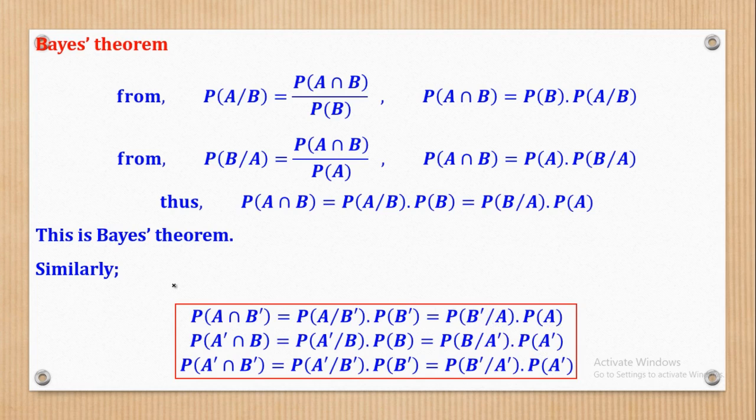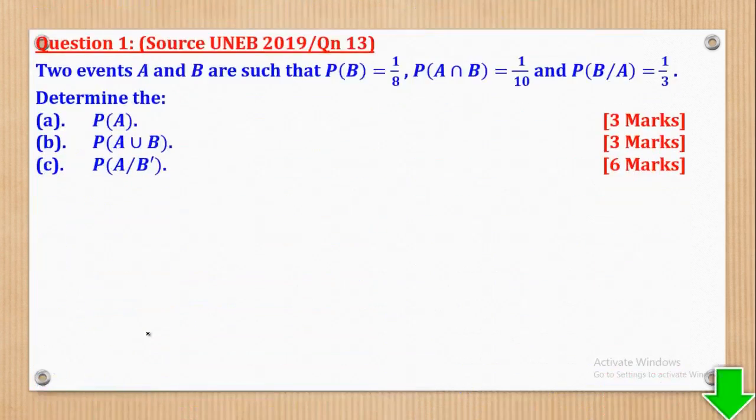So now that we have mastered these formulae, we shall now see how we can use them to answer the question. So the first question came from UNEB 2019, paper 2, question 13, and says two events A and B are such that probability of B is equal to 1/8, probability of A intersection B is 1/10, and probability of B given A, so this is the conditional probability, probability of B given that A has already occurred, is equal to 1/3. So determine part A, the probability of A, part B, the probability of A union B, part C, probability of A given B complement has already occurred.